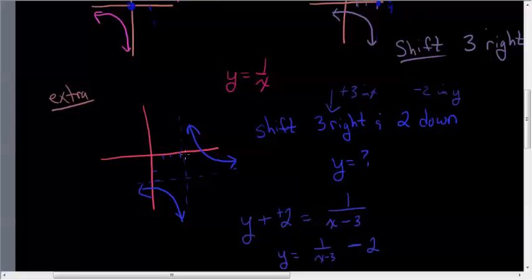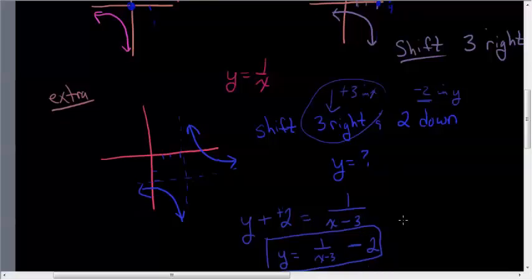Okay, let's check it. I don't know if I can check it, but quickly: when I move it 3 right, whatever I'm doing in the x direction, I subtract from the x. So instead of 1 over x, it's 1 over x minus 3. When I move it 2 down, I take my y and I subtract a negative 2 from it. So y minus negative 2 equals 1 over x minus 3, and then solve the whole thing for y by just subtracting 2 from both sides.